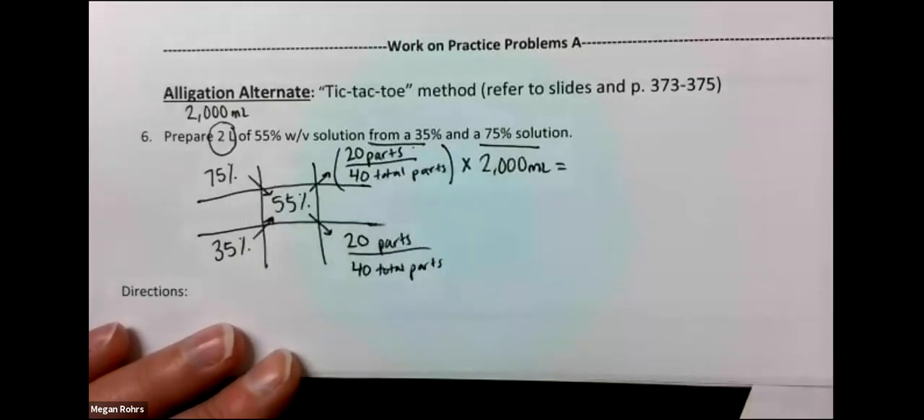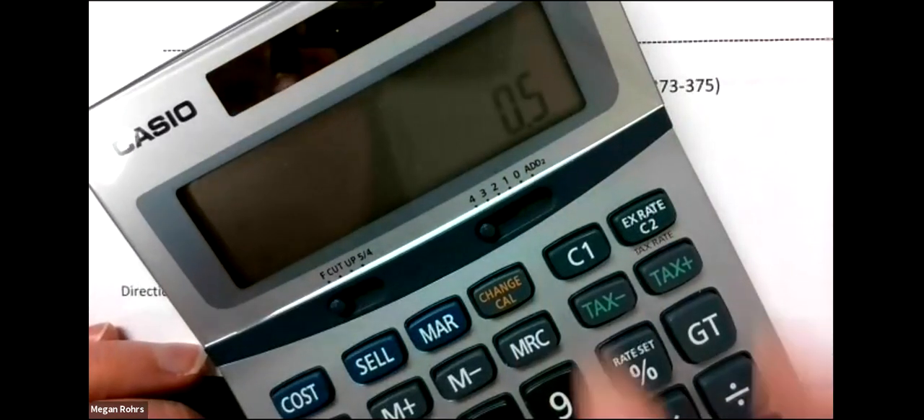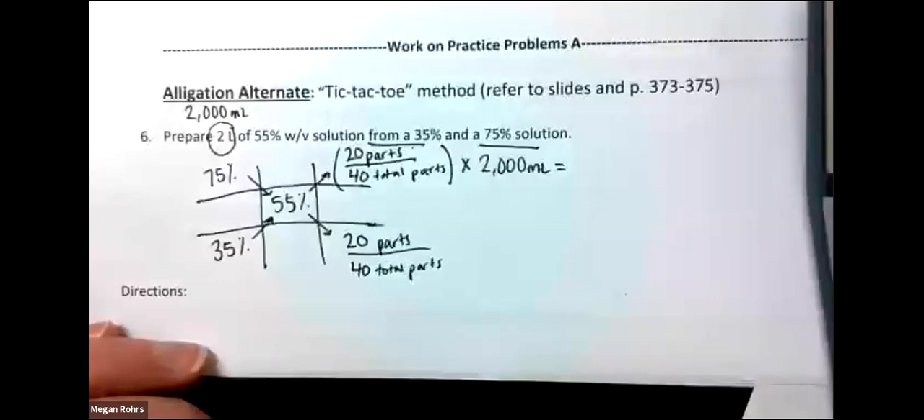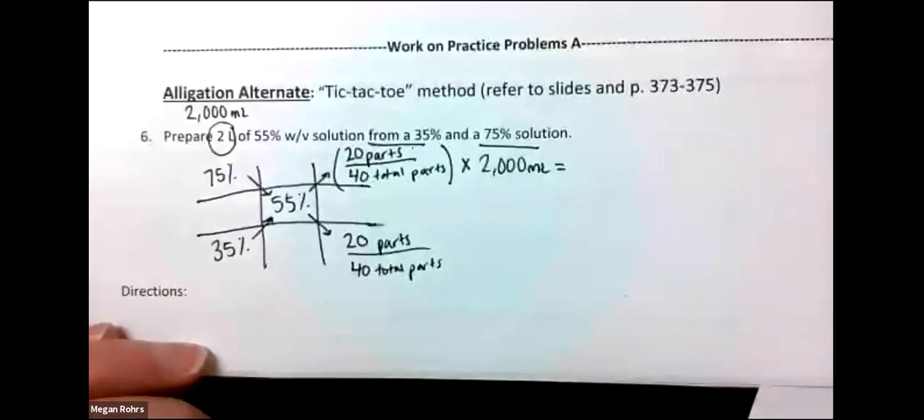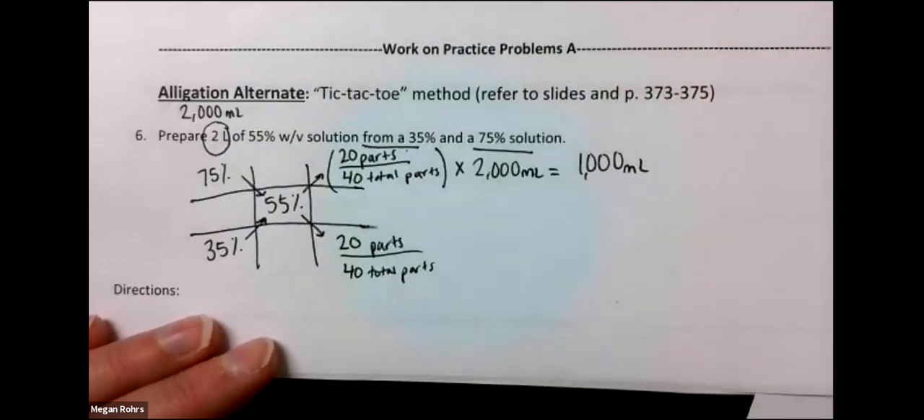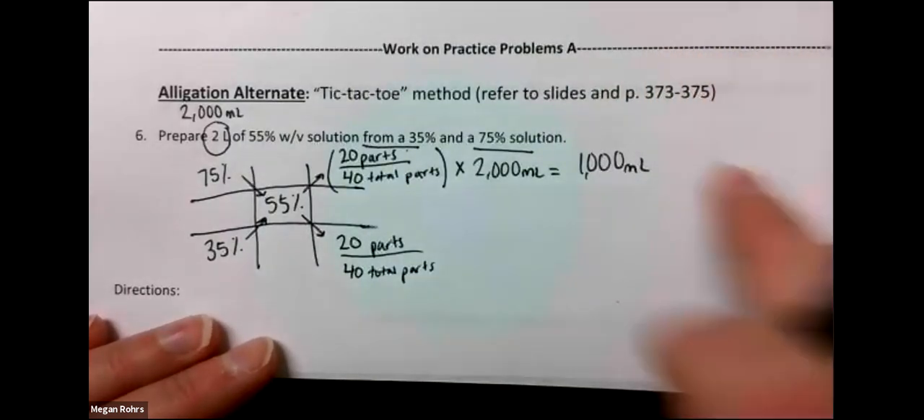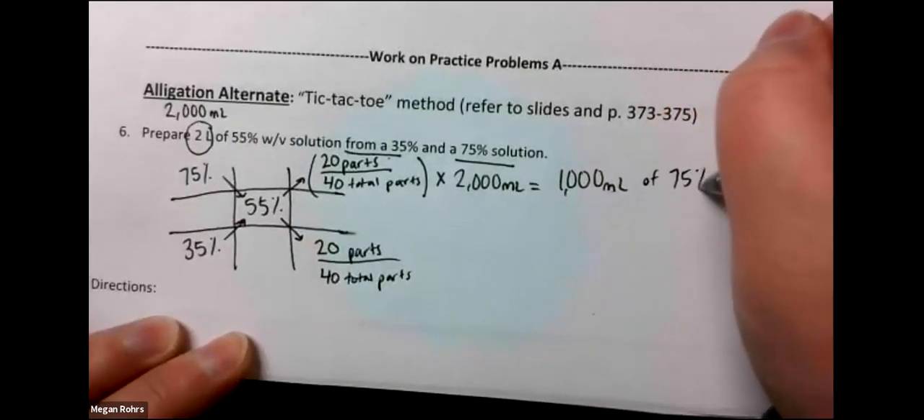So in your calculator, if you take 20 divided by 40, you are left with 0.5. So 20 divided by 40 gives you 0.5, and then you're just going to take that times your 2,000. So times 2,000, that leaves me with 1,000. So now I need 1,000 mils of my 75% solution.